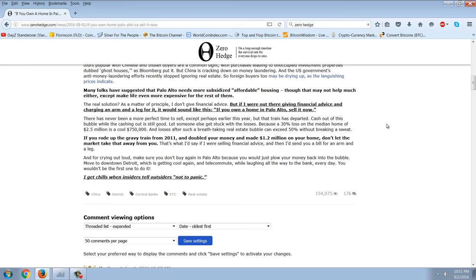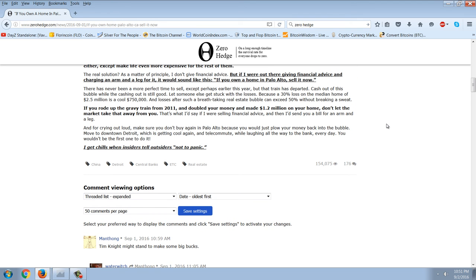Let someone else get stuck with the losses, because a 30% loss on the median home of $2.5 million is a cool $750,000, and losses after such a breathtaking real estate bubble can exceed 50% without breaking a sweat. If you rode up the gravy train from 2011 and doubled your money and made $1.2 million on your home, don't let the market take that away from you. That's what I'd say if I were selling financial advice, and then I'd send you a bill for an arm and a leg. And for crying out loud, make sure you don't buy again in Palo Alto, because you would just plow your money back into the bubble. Move to downtown Detroit, which is getting cool again, and telecommute while laughing all the way to the bank every day. You wouldn't be the first one to do it.